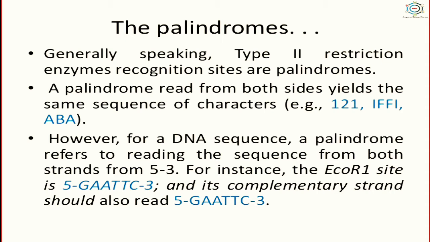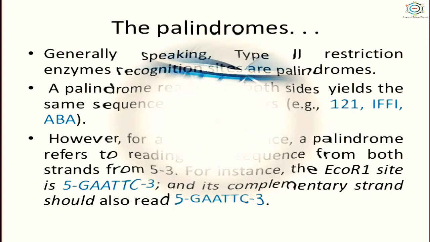However, for DNA sequences, a palindrome refers to reading the sequence from both strands from 5' to 3'. For instance, the E. coli site is 5' GAATTC 3', that is 5' to 3' end, and its complementary strand should also read 5' GAATTC 3' end. So this is all about the palindromic sequence.